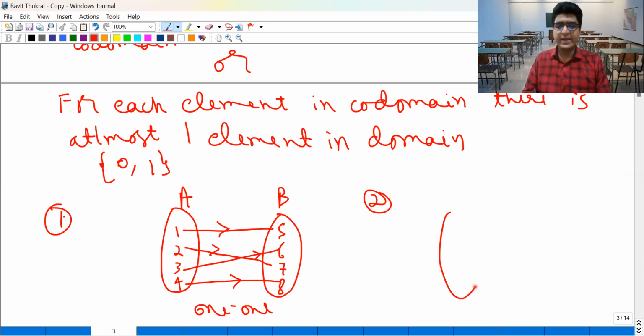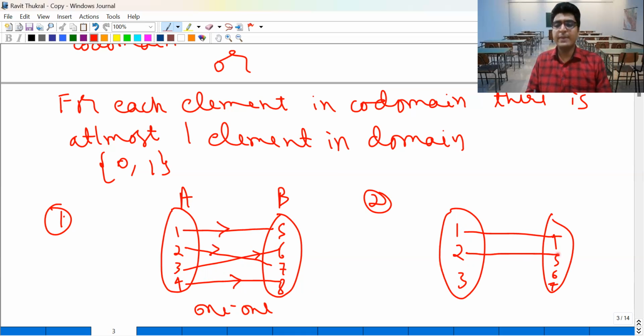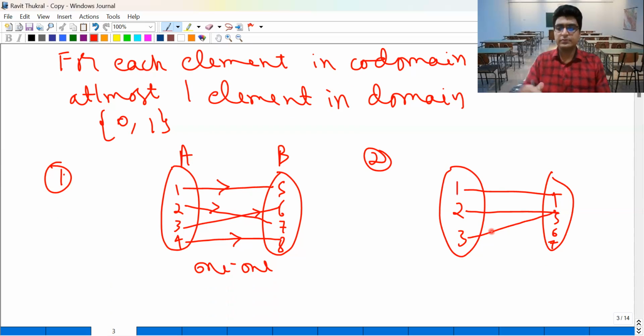Now, let's take set A to have 1, 2, 3, and set B to have 4, 5, 6, and 7. So let's say 1 is mapped to 4, 2 is mapped to 5, and 3 is also mapped to 5. So is it an injective function? It is a function. We can see that each element in set A is mapped to exactly one element in set B.